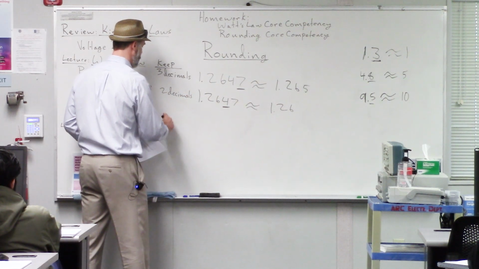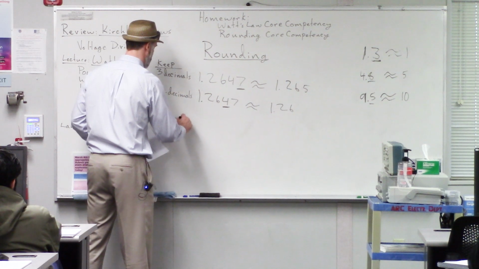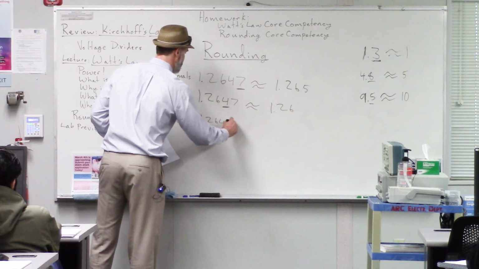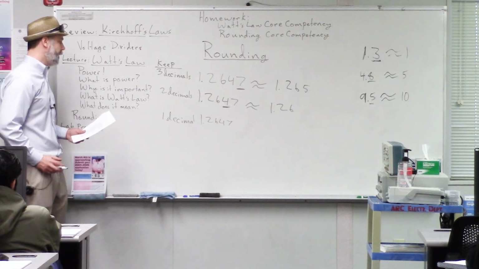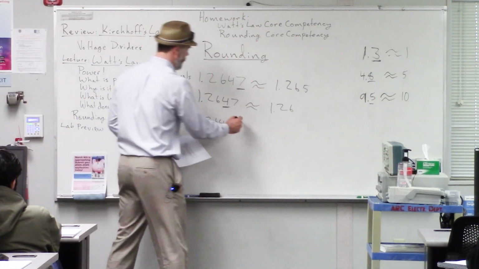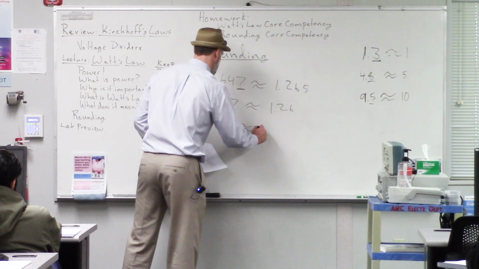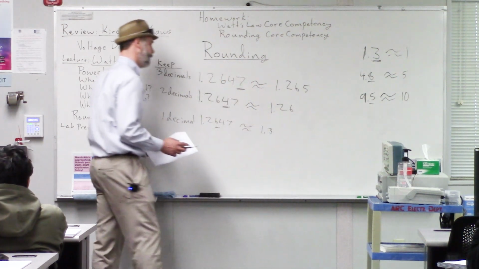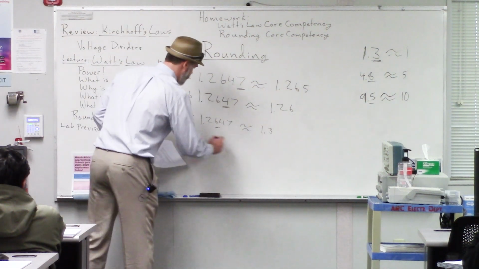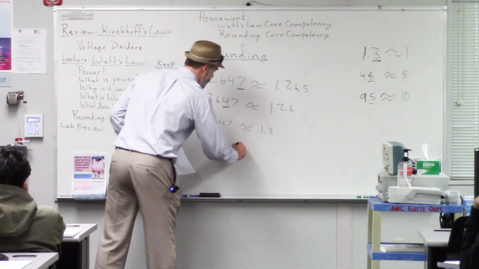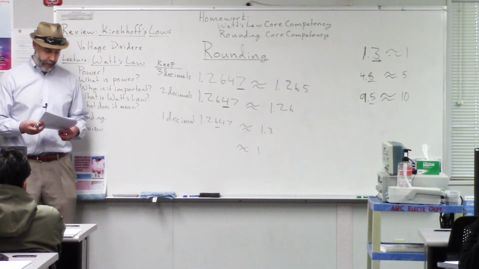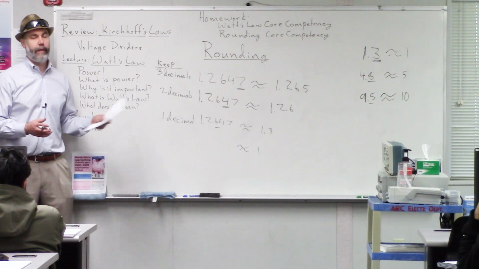If we wanted to keep just 1 decimal, and we looked at 1.2647, then we would look at this 6 here. We would see that that rounds up, so that becomes 1.3. And if we wanted to keep no decimals, then we would look at the 2, that would round down, and then that would be approximately just 1, okay? So any questions about that?